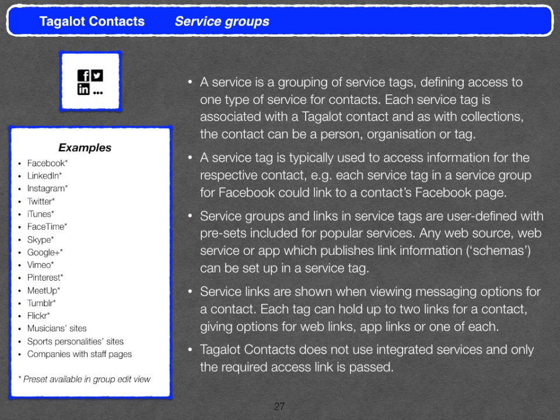And the popular uses for service groups, all the usual culprits: Facebook, LinkedIn, Instagram, Twitter, etc., etc. Users can define any as required, say musician sites, sports personalities sites, companies with staff pages. The access to services for a contact appear on the contact's messaging view, that is, their hub view.